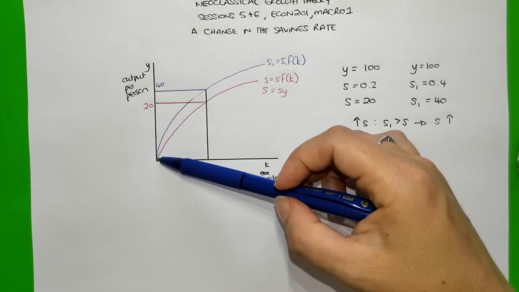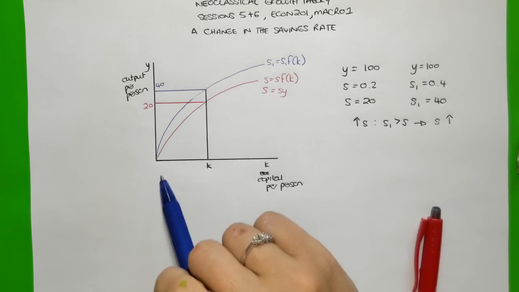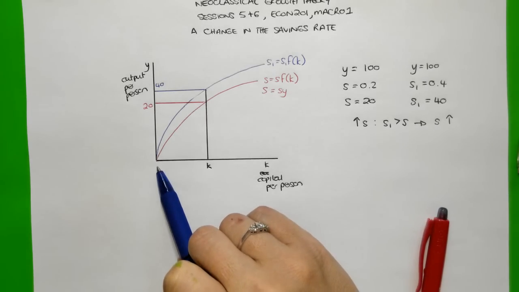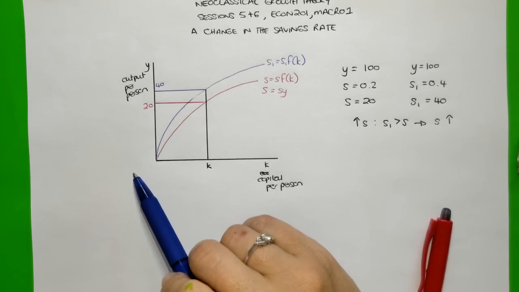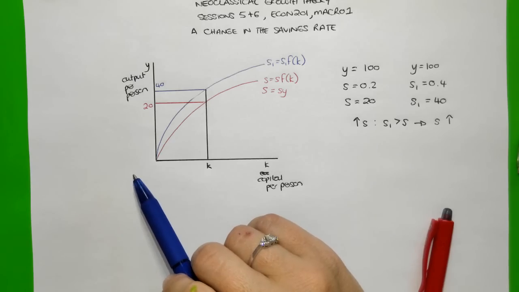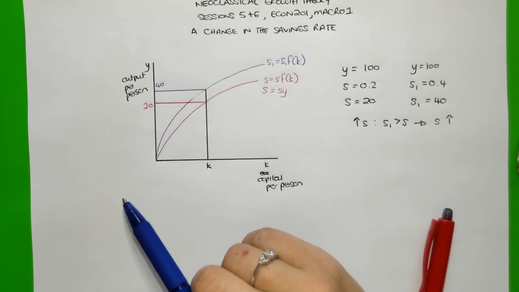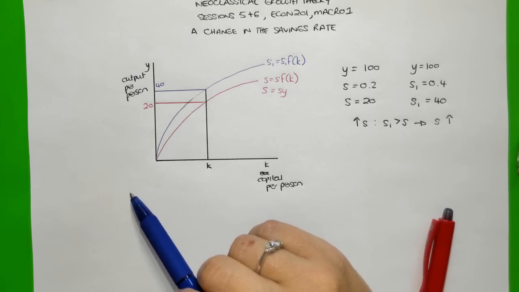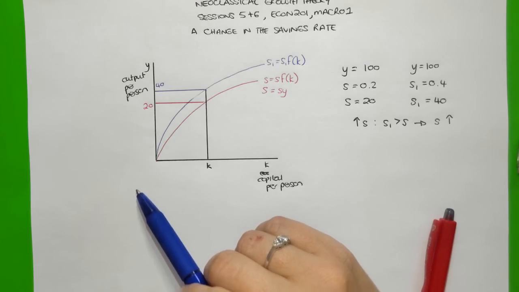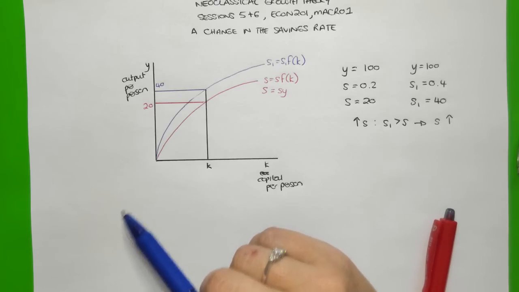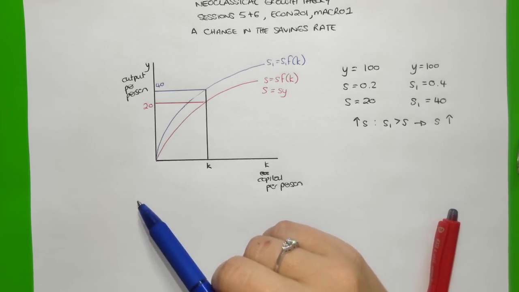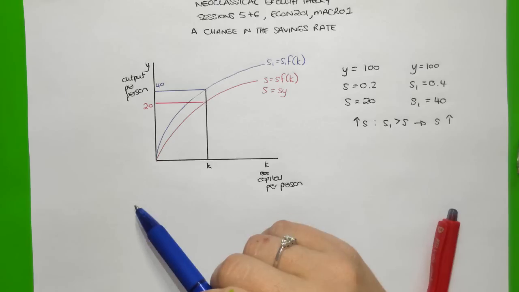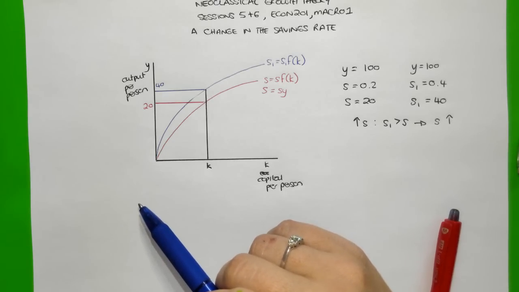Notice that it's not a shift. Why? Because when there is zero capital stock per person, there is no output per person, and therefore there is no savings per person. There is no savings per person if there is no capital per person when the savings rate is 20% and when the savings rate is 40%. If you don't have any capital stock per person and therefore no output per person, it doesn't matter how big your savings rate is, the amount of savings will still be zero.